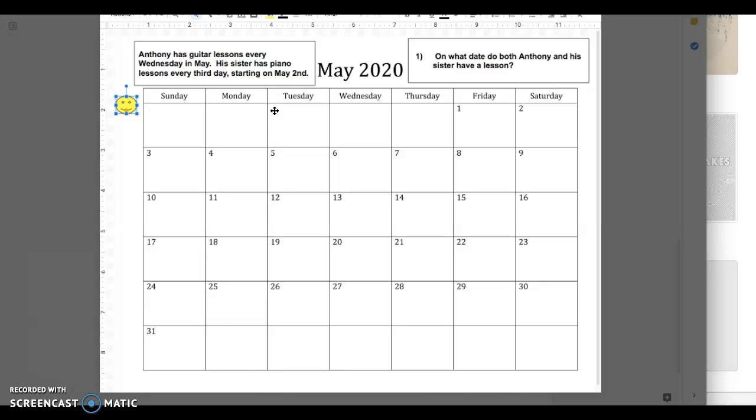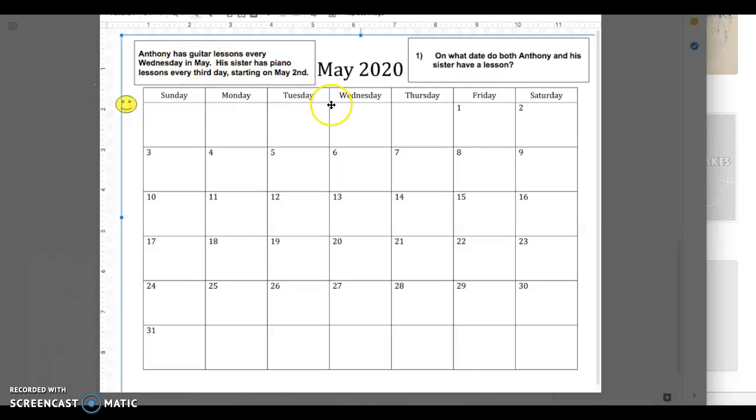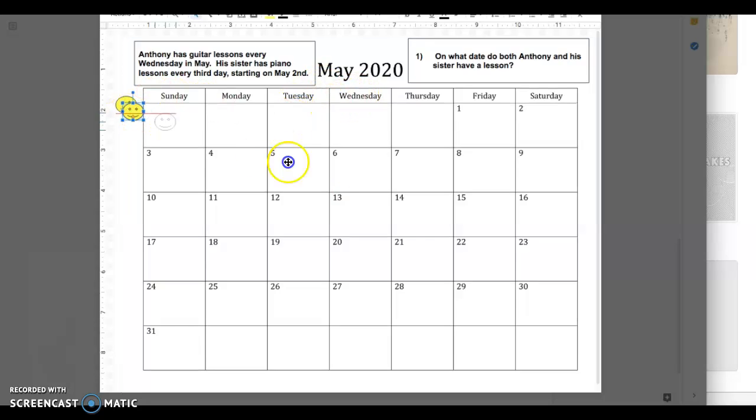So what I'm going to do is use this little smiley face picture to mark all the days in May that Anthony has a guitar lesson. We know every Wednesday in May. If I'm looking on this chart, it starts on Sunday, Monday, Tuesday, Wednesday. So I'm going to go down, and on every Wednesday, I'm just going to put a little smiley face here to represent that Anthony is going to be going to his guitar lessons.